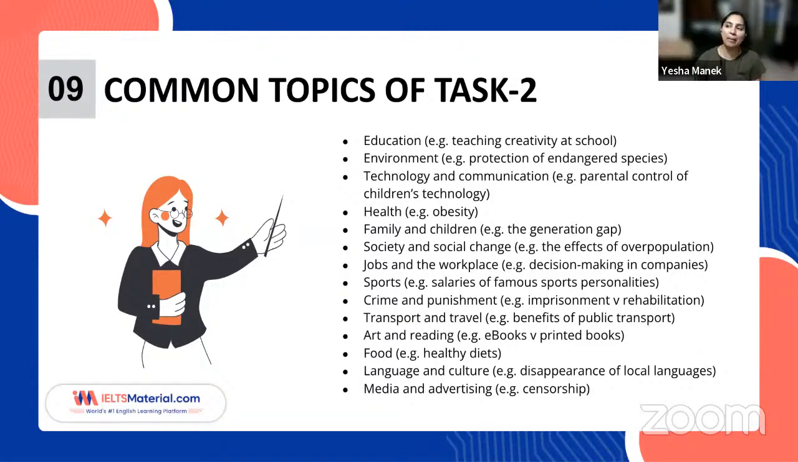Environment, obviously, they may talk about the different problems: deforestation, protection of endangered species, or let's say global warming, greenhouse gases, pollution. All these topics can be climatic change. All these topics can be considered in terms of environment. Technology and communication, let's say parental control of children's technology. More and more people are addicted to mobile devices.